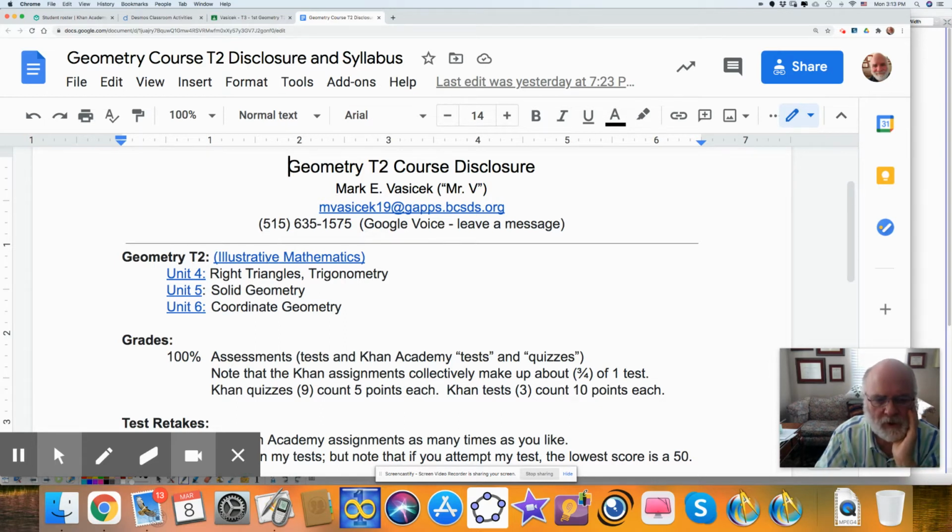We're using Illustrative Mathematics. In the second half of geometry, we're going to cover 3 units in this COVID type of environment: units 4, 5, and 6. There is a 7th unit, which we might do at some point, but I don't think we're going to get to it this year, based on everything I've seen. Unit 4 is on right triangle trigonometry. Unit 5 is solid geometry, like cylinders and pyramids. And Unit 6 uses coordinates, the Cartesian coordinate plane.